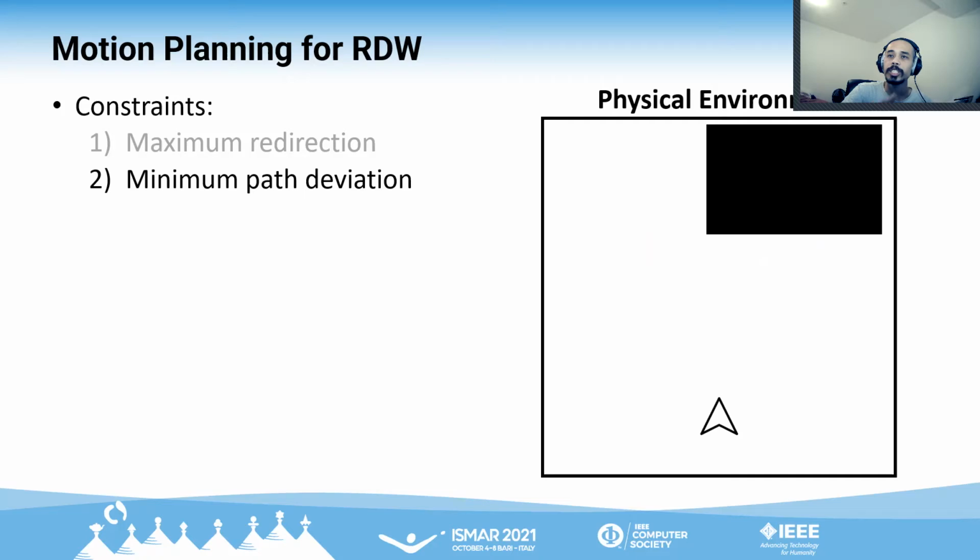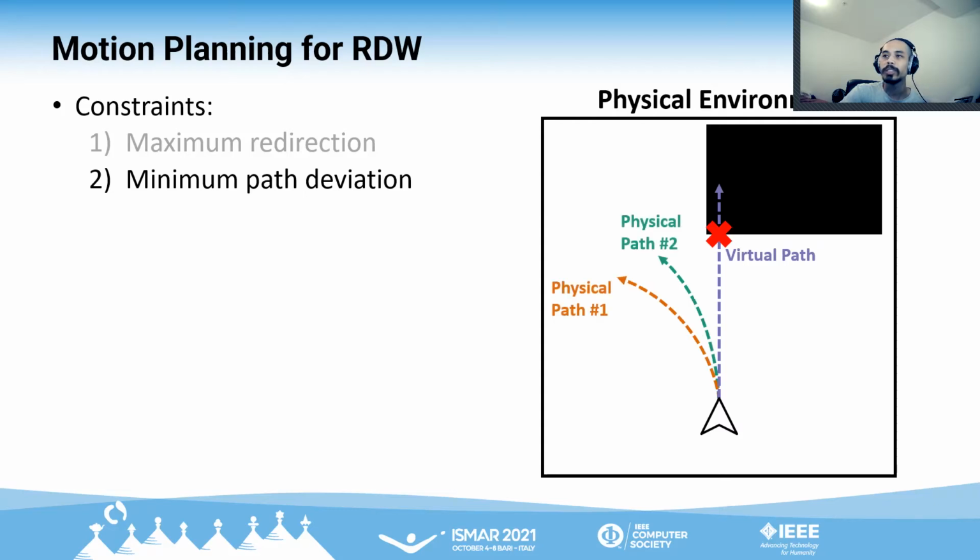We also have the path deviation constraint. If the user wants to travel along a path that yields a collision in the physical world, there's multiple options for paths we can steer the user along. And usually we want to pick the path that is the least deviation away from the virtual path that the user is traveling along, because this is usually a more comfortable path for the user.